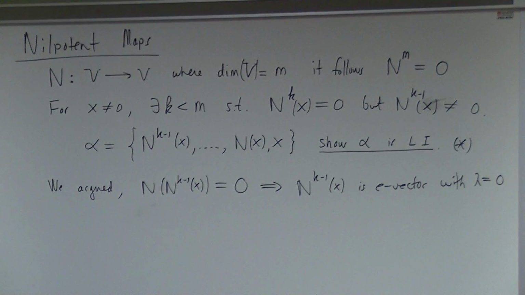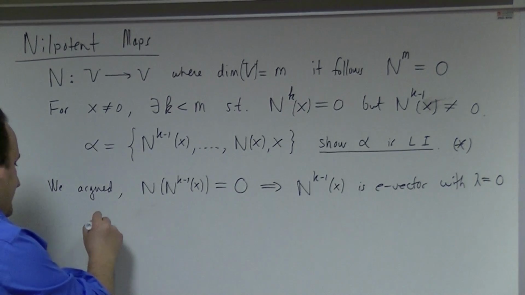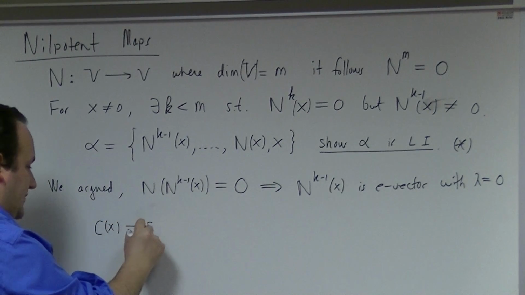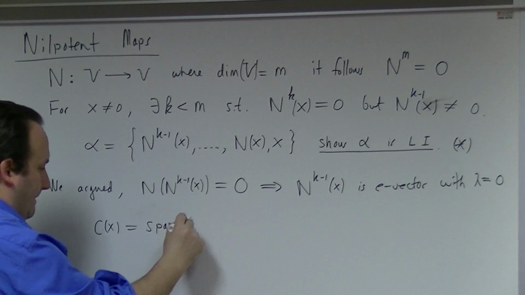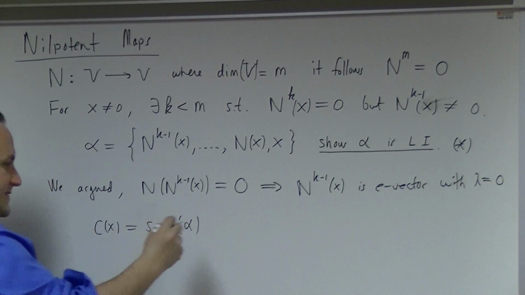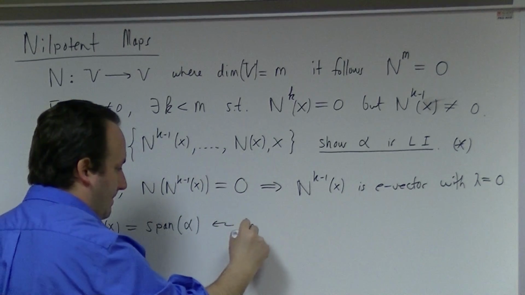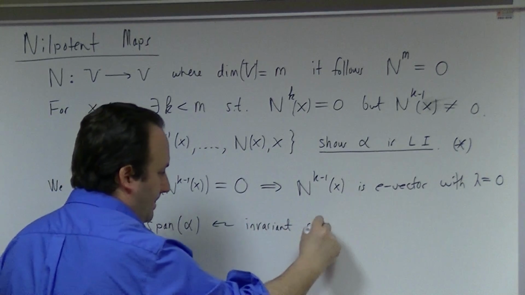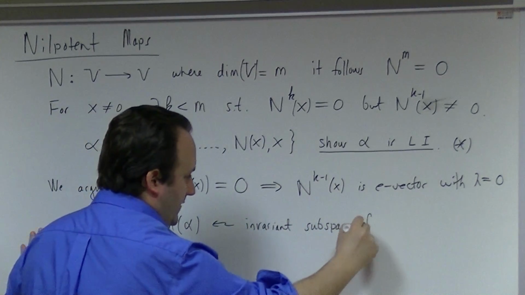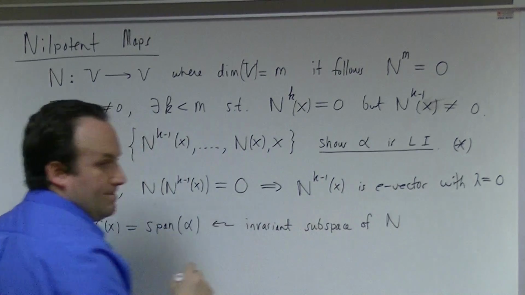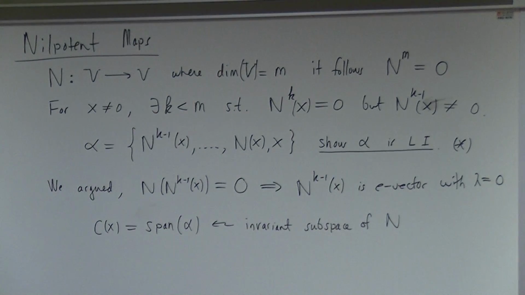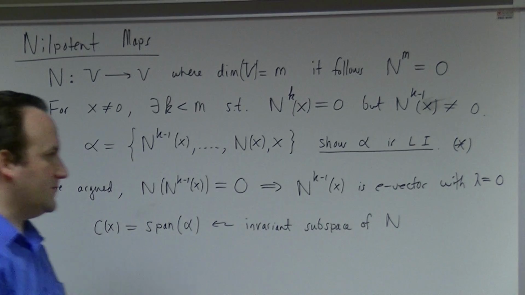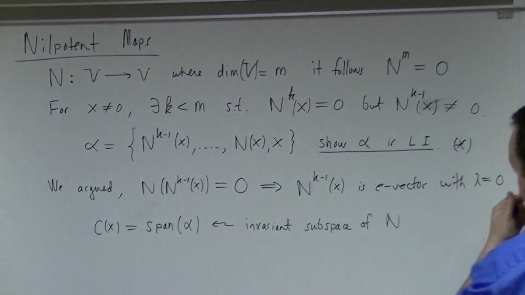And I also wanted to argue that, so we'll let Cx equal the span of alpha. We wanted to argue that that is an invariant subspace of n. All right. So let me go ahead and prove alpha is linearly independent.